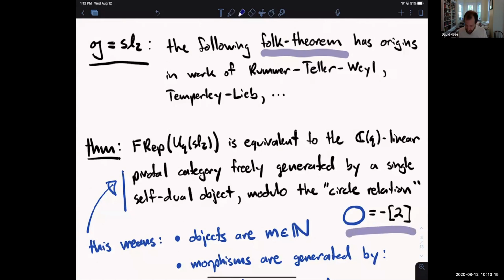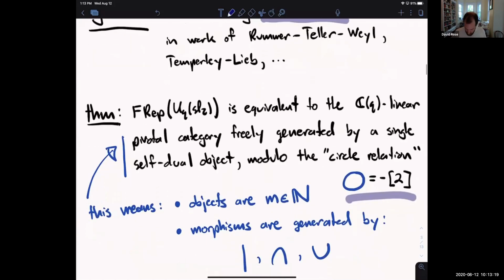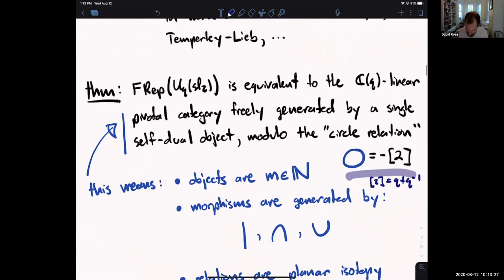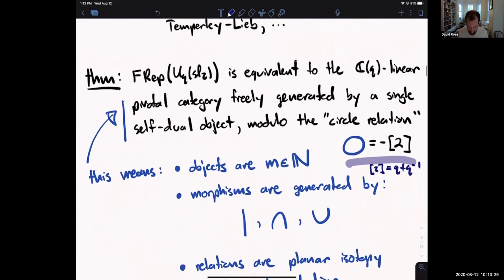It's depicted right here. Maybe I should remark that quantum 2 is just q plus q inverse. And we'll see further analogs of that as we move on. Okay, so that's kind of a mouthful. Let me translate.